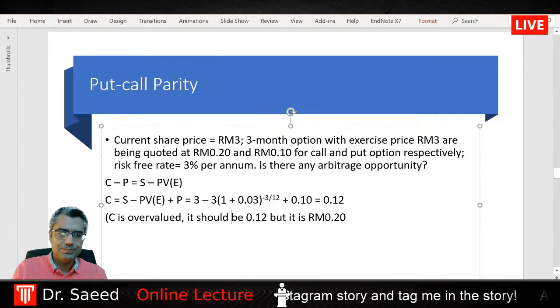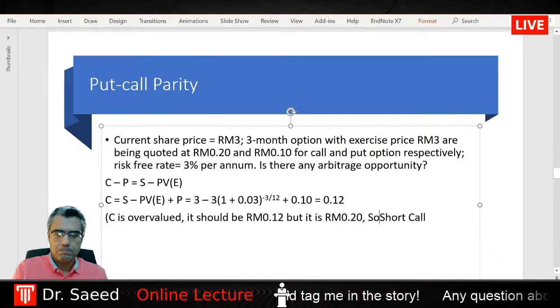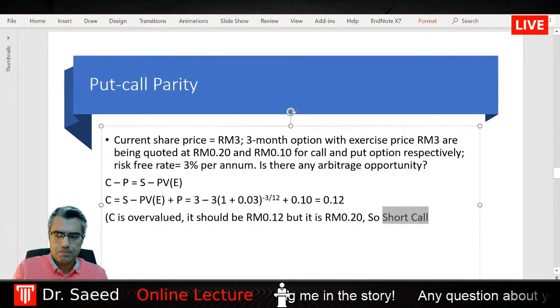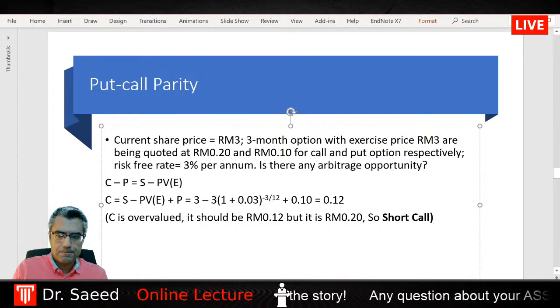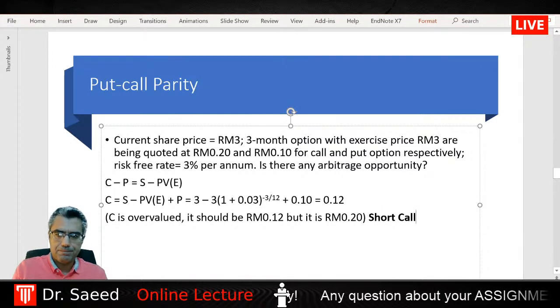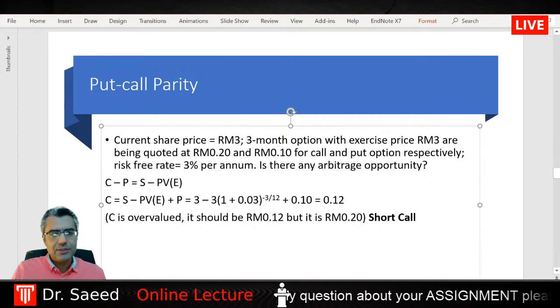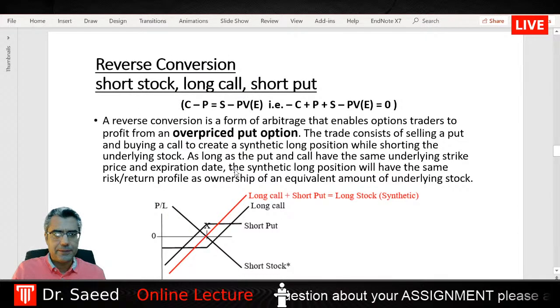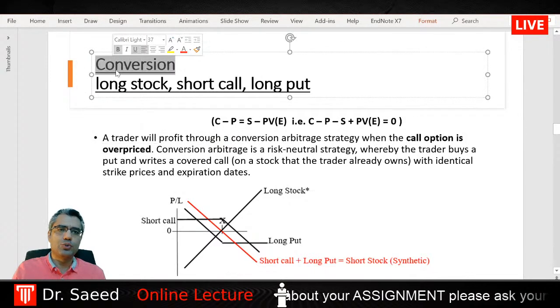So what should you do? It is too expensive in the market, right? This means you should short call. So you short call. What strategy is this? Conversion. Let's go back here. When call is overpriced, just use conversion.